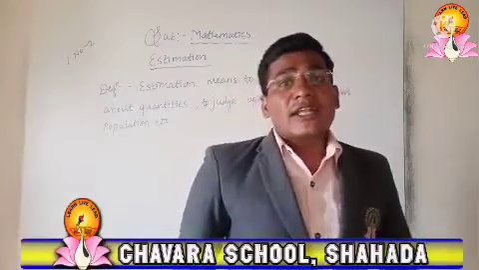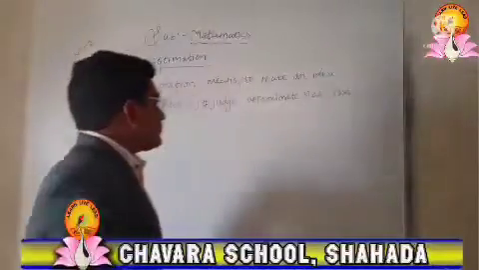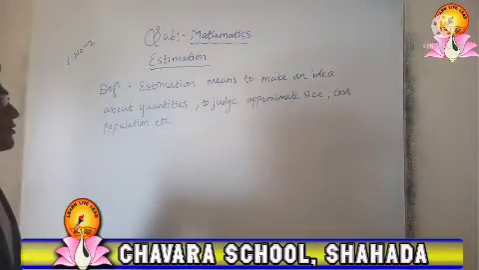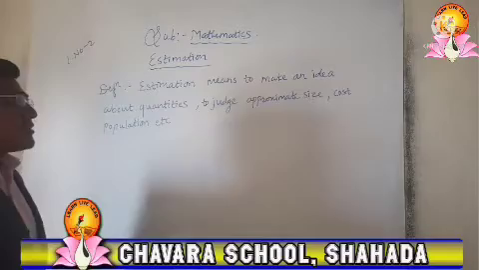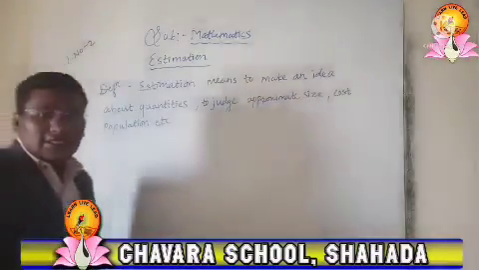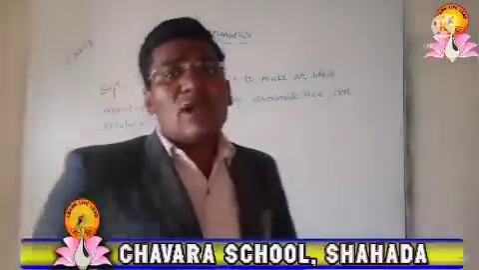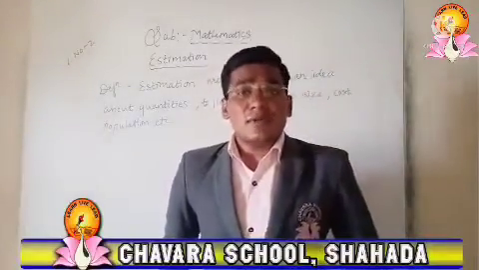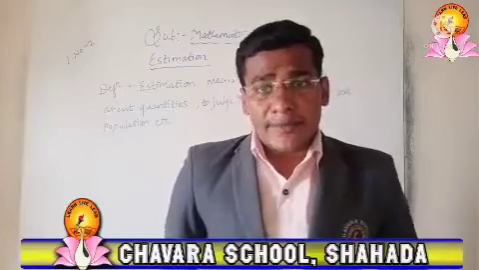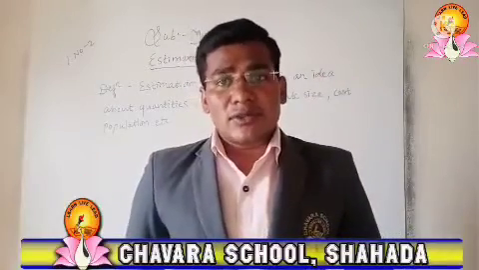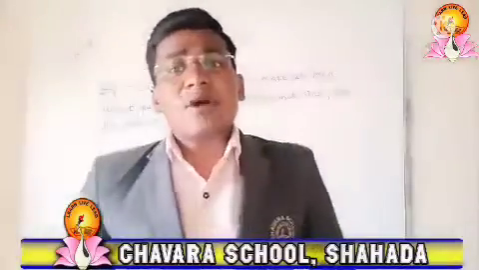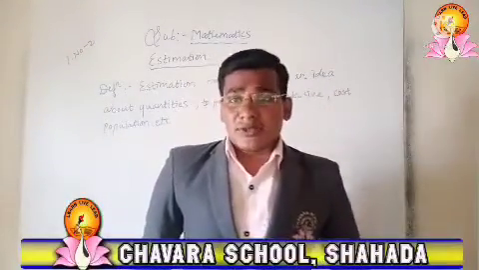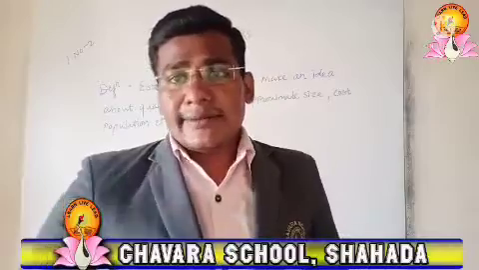Or shortly we can define estimation as: estimation means to make an idea about quantities, to judge approximate size, cost, population, etc. So this is also called an estimation. And estimation is also called rounding off of numbers to the nearest 10, to the nearest 100 and to the nearest 1000. So the next topic of the lesson we are going to start is rounding off of numbers to the nearest 10. So we will see that.